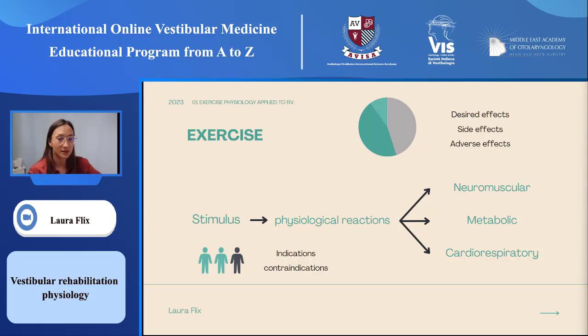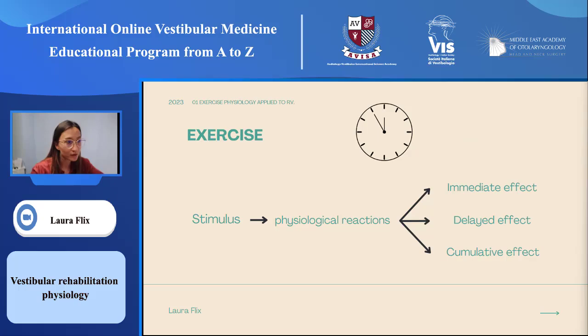So to start summarizing a little bit what exercise is, we're going to talk about exercise as a stimulus that is going to have a diverse physiological reaction. So we're gonna have the neuromuscular ones, we are gonna have metabolic changes, we are gonna have cardiorespiratory changes too. And it's very difficult to have a view of everything because it's something that we could be here talking about for hours and hours. And also with this stimulus and this physiological reaction we will have different things in the immediate effect, in the delayed effect, and also different in the long term, the cumulative effect.